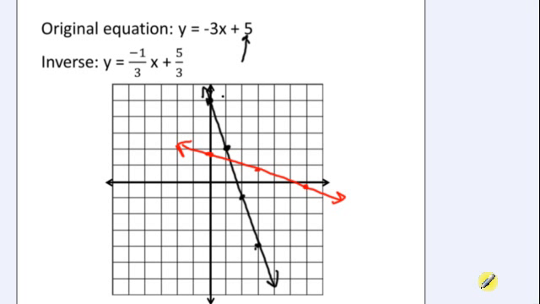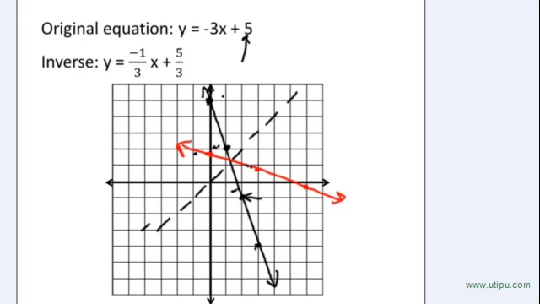Now we can see, just as with the points that we looked at earlier, these lines would be a reflection of each other over the line y equals x. You can see a mirror image where this point here matches up with the point over here, this point down here matches up with the point up here.